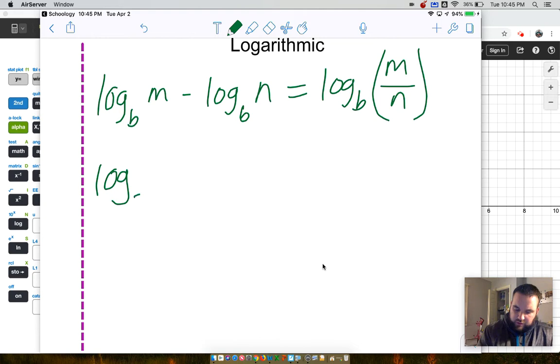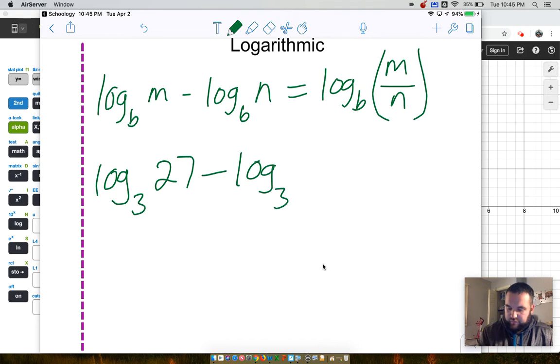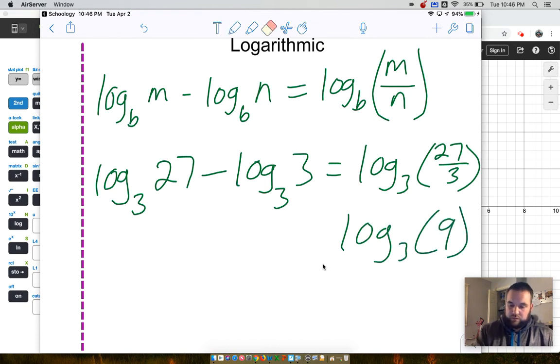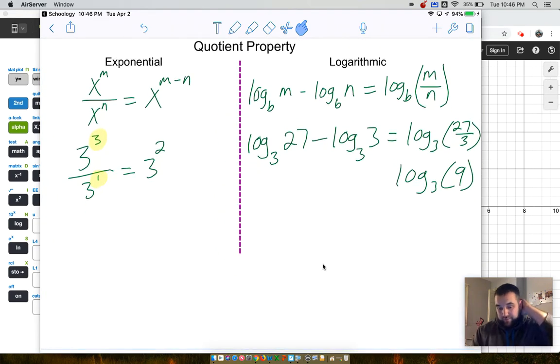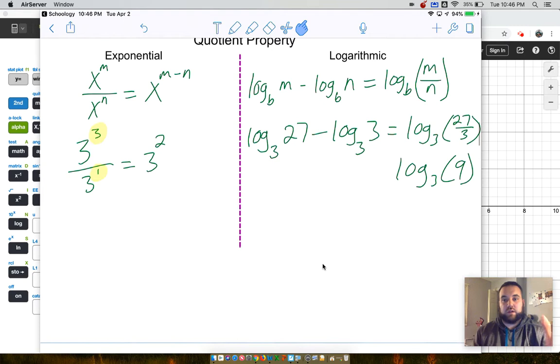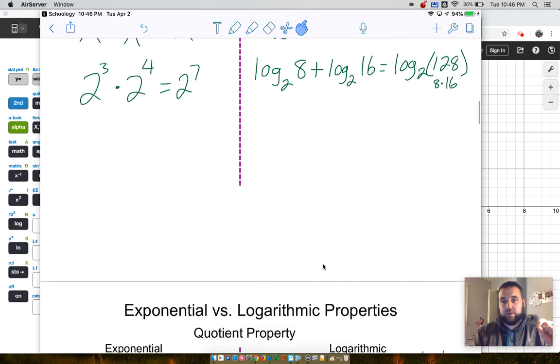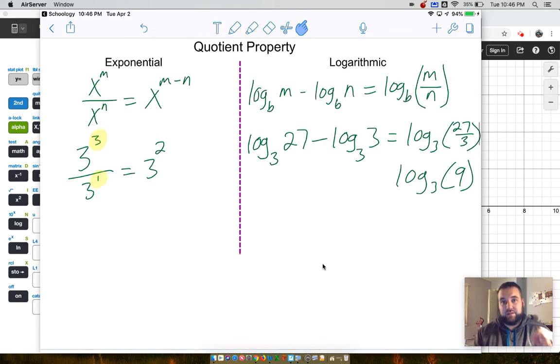Another example of this would be log base 3 of 27 minus log base 3 of 3. I could then say that is equal to log base 3 of 27 divided by 3, which of course is 9. So again, second property: if I am subtracting logs, then I can write their arguments as a fraction of a single logarithm. When adding logs, you multiply the arguments together. When I'm subtracting logs, I divide the arguments.